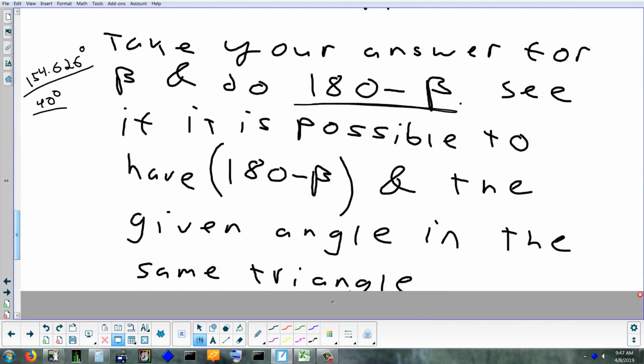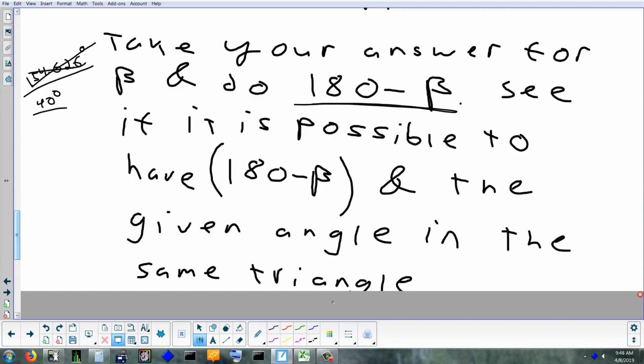No? How come? It adds to like 190 something. Yeah, 154 and 40 adds up to 194. That's too big. So in this case, the calculation that I did to get the second answer, we didn't do it wrong. It's just in this case, it came out too big. So I don't need the second answer in this problem.